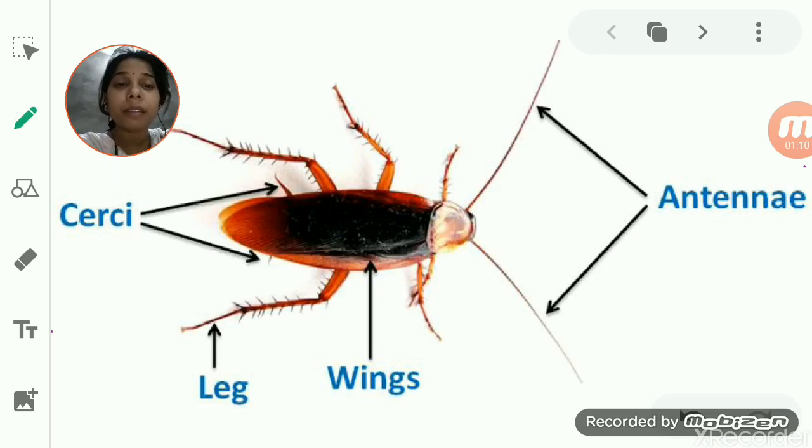So we started with the movement that occurs in the cockroach, and we studied that the cockroach has a protective covering over its body, known as the exoskeleton. The role of the exoskeleton is to protect the internal organs of the body. Today we will discuss how the wings and the legs both help in the movement of the cockroach.